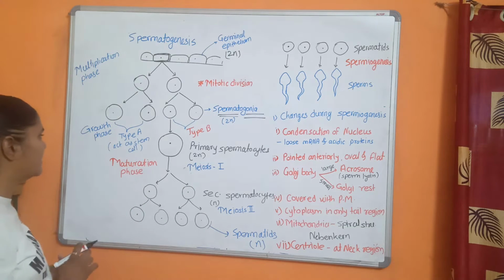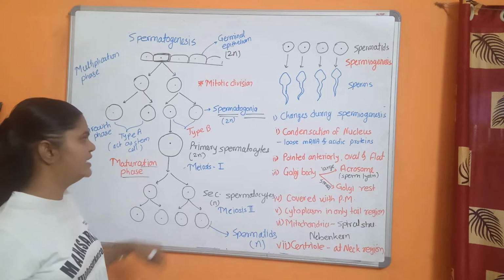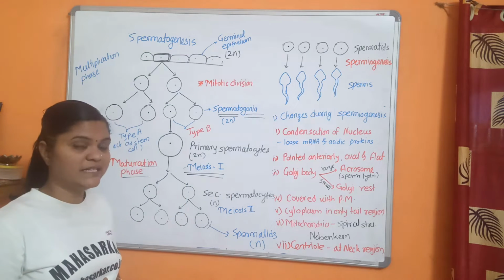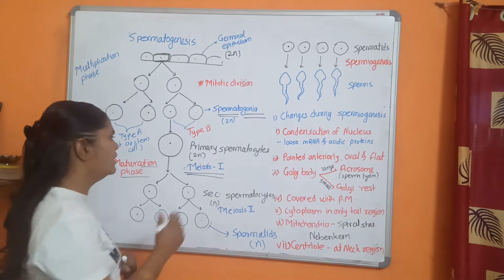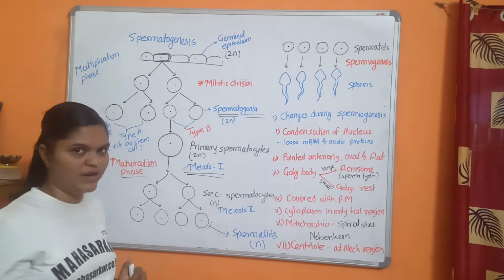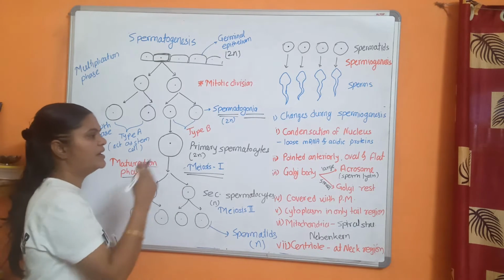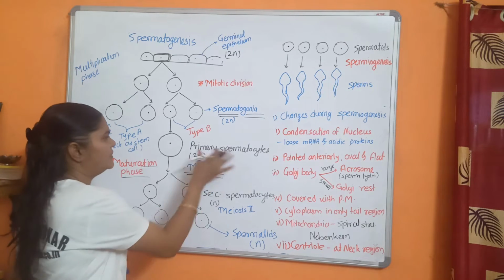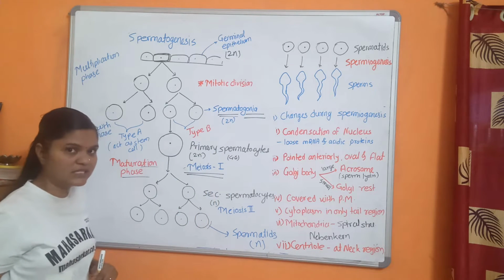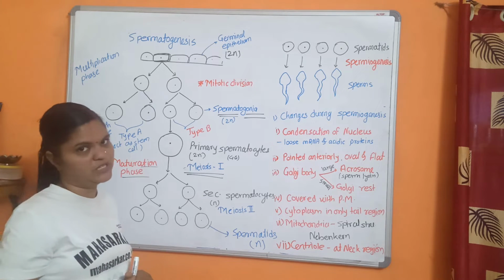Now this primary spermatocyte shows the maturation phase, and during this maturation phase, the primary spermatocyte undergoes meiosis. Meiosis is called reductional division, and meiosis takes place in two phases, meiosis 1 and meiosis 2. In reductional division, the chromosome number is reduced. For example, in the primary spermatocyte, 46 chromosomes are present, but after meiosis, the spermatid cells produced have 23 chromosomes.